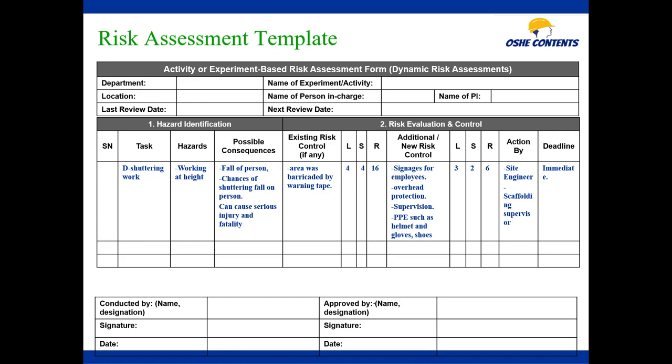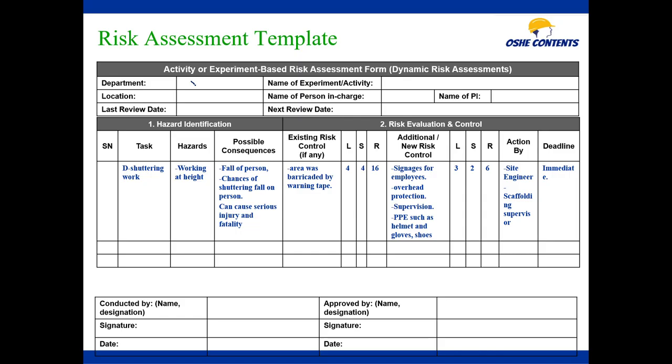Here, let's start now. Here you can put the department which we will discuss about the dynamic risk assessments. The dynamic risk assessments, site-specific risk assessments, we can make for specific activities, when work is in progress, and then we can make this risk assessment.